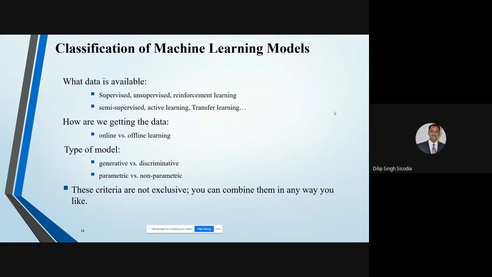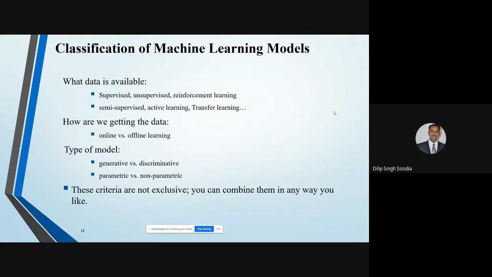Okay, so now the classification of learning models: how can we classify? Again, there are different ways. What data is available? On the basis of availability of data, we can classify these ML models into supervised, unsupervised, reinforcement learning, semi-supervised, active learning, and transfer learning. And how we are getting this data, either online or offline. We have seen the difference between online and offline.